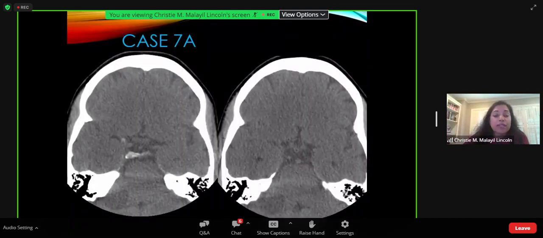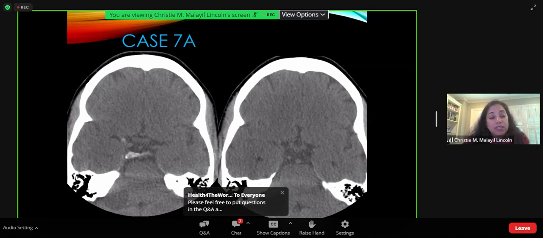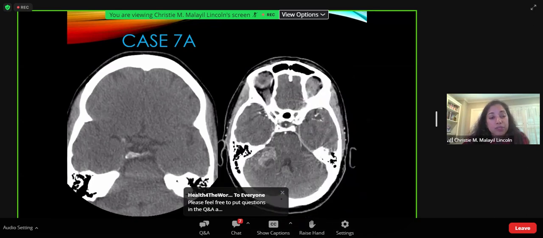Next case, so this is another similar case. This is a CT done actually for sinus disease, and this is the soft tissue window. And if you look on the bottom image here on the right side of the patient, you can see that there's some hypodensity. And so a CT with contrast was recommended, which was done. And you can see here there's a heterogeneously enhancing lesion in the right.